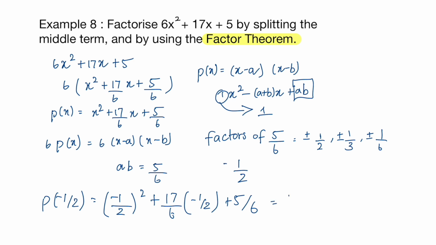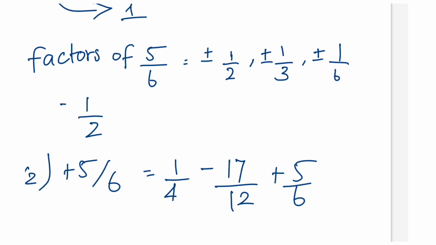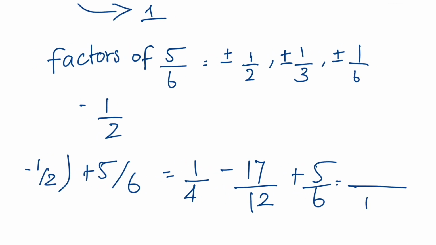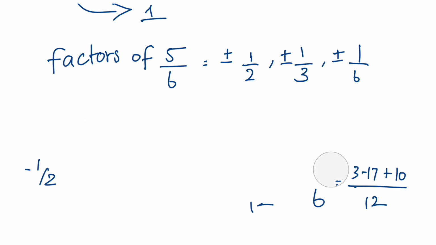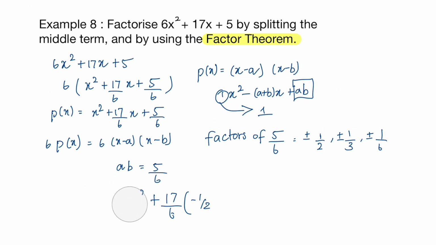Minus 1 by 2 squared is 1 by 4, plus, sorry, it would be minus 17 by 12 plus 5 by 6. Now does this add up to 0? We just have to find it out. Let us take LCM. That would be 12: 4 times 3 is 12, minus 17 plus 10. So that is 3 minus 17, that is minus 14. Minus 14 plus 10 is minus 4 by 12. So that is not 0. So minus 1 by 2 is also not a 0 of this polynomial.